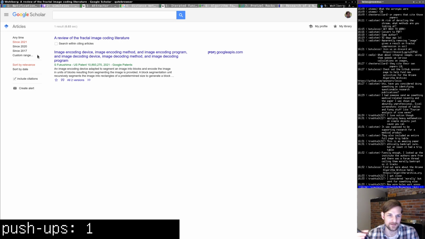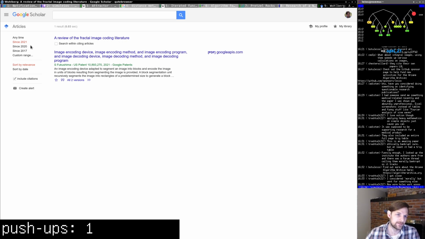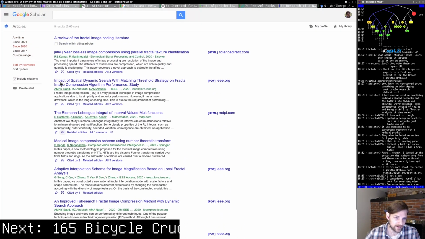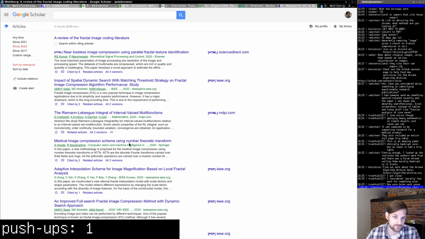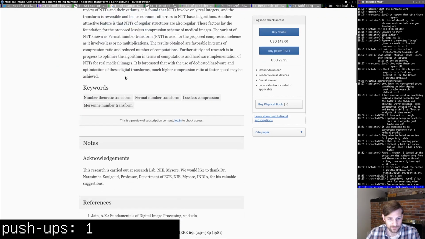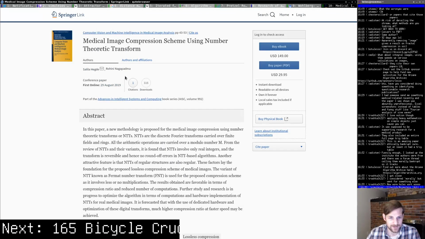Now wormholes work. It was stuff like that though, you know. Image encoding device, image encoding method. Image encoding device, image encoding method. Oh, it's a patent. Right. 2020, we have a lot from 2020 actually, a relatively high number. Medical image compression scheme using number theoretic transform. Anytime you put number theoretic transform in a paper, you know I'm going to click. I mean, come on. That's just clickbait. You can't put number theoretic transforms in a paper and expect me not to click on that.